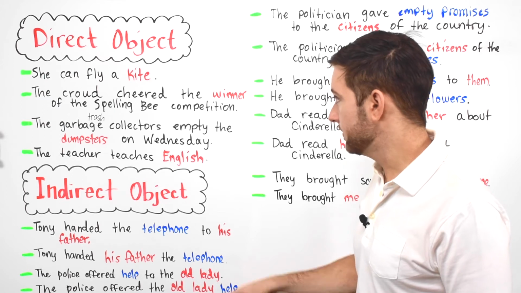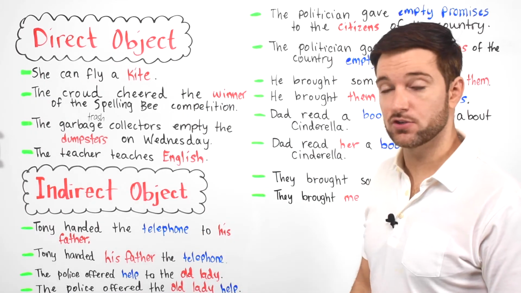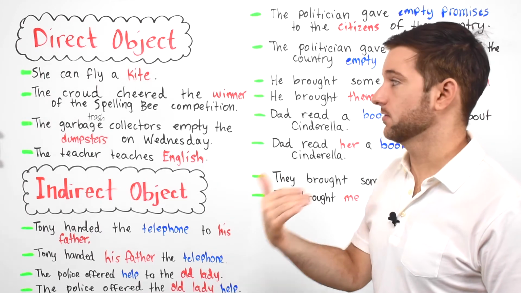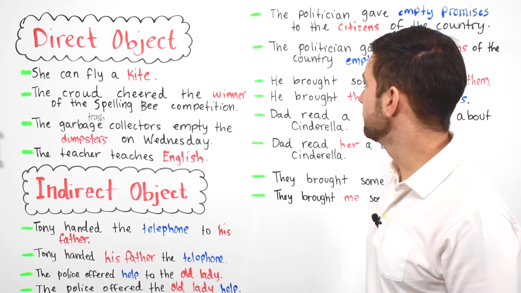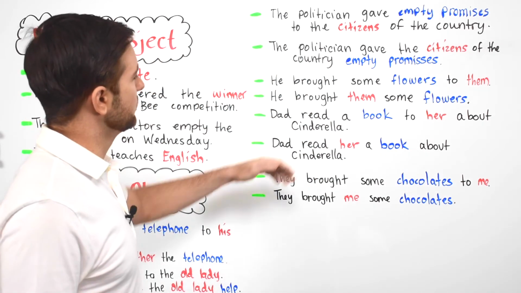So remember, help is the direct object, and the old lady is the indirect object. It's the person that's receiving the direct object, okay? They're taking the direct object. All right, I'm gonna turn like this, guys. Now we're gonna read these ones.